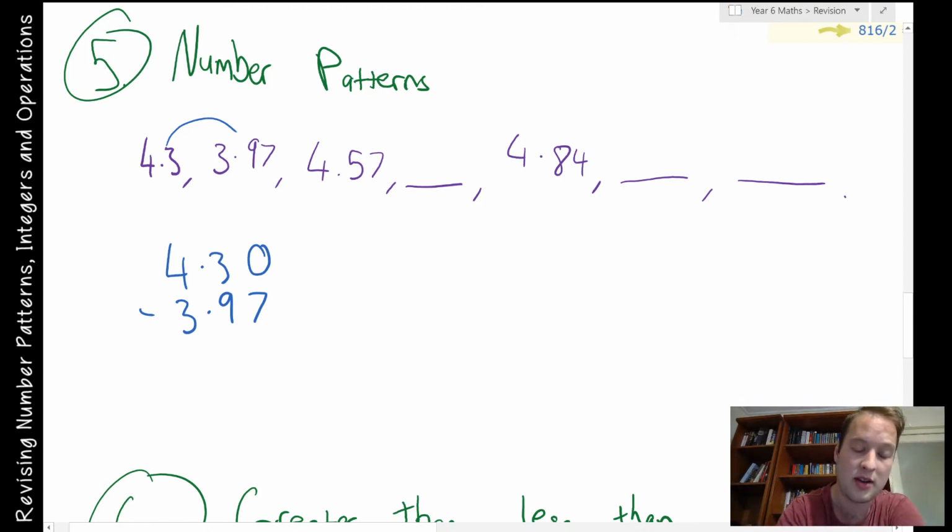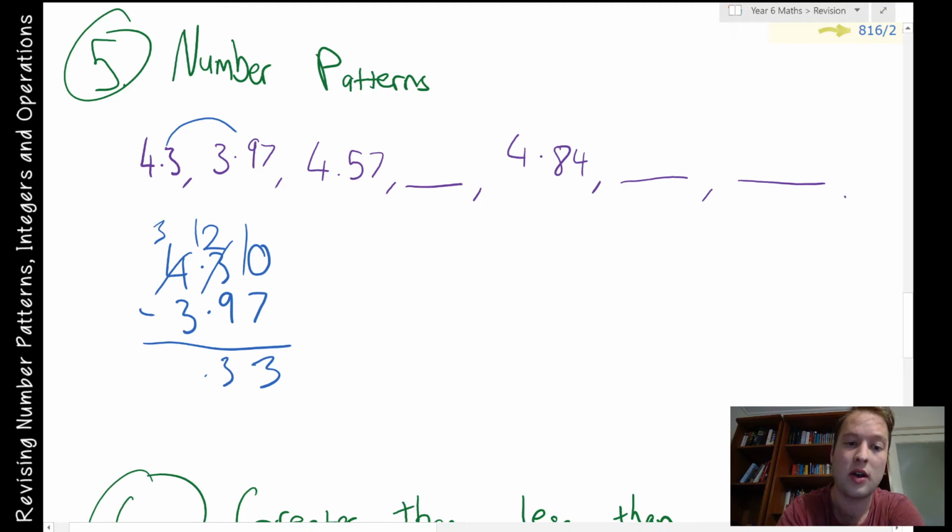So 0 take away 7, I can't do. I've got to go next door to its neighbor, turn that into a 2. Now it's 10 take away 7, which is 3. 2 take away 9, I can't do. So go to the next door neighbor. Make it now 12 take away 9, and that should be 3 as well, shouldn't it? I hope. And then 3 take away 3 is nothing. So my first jump was take away 0.33. Now let's see what's the difference between these two.